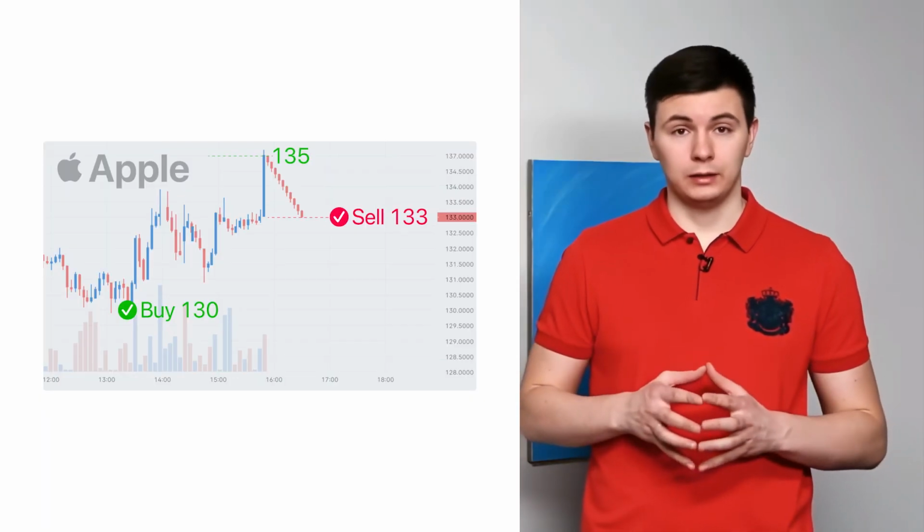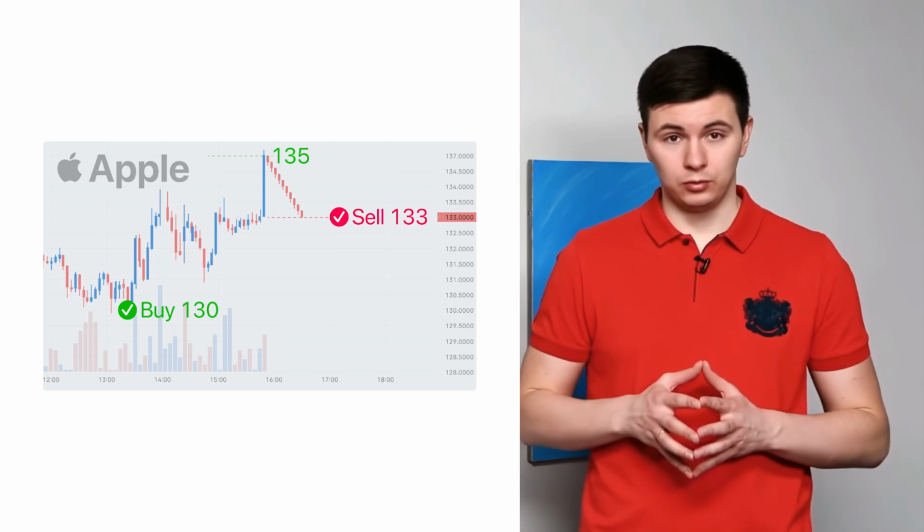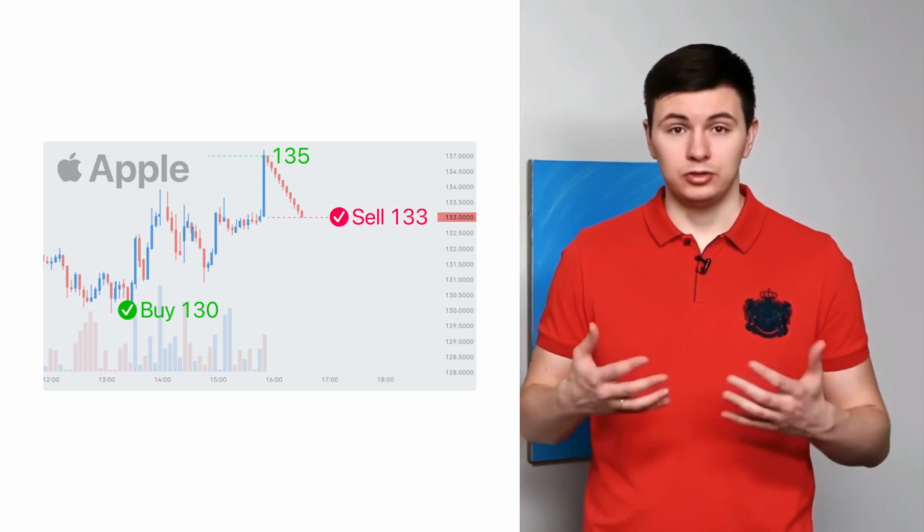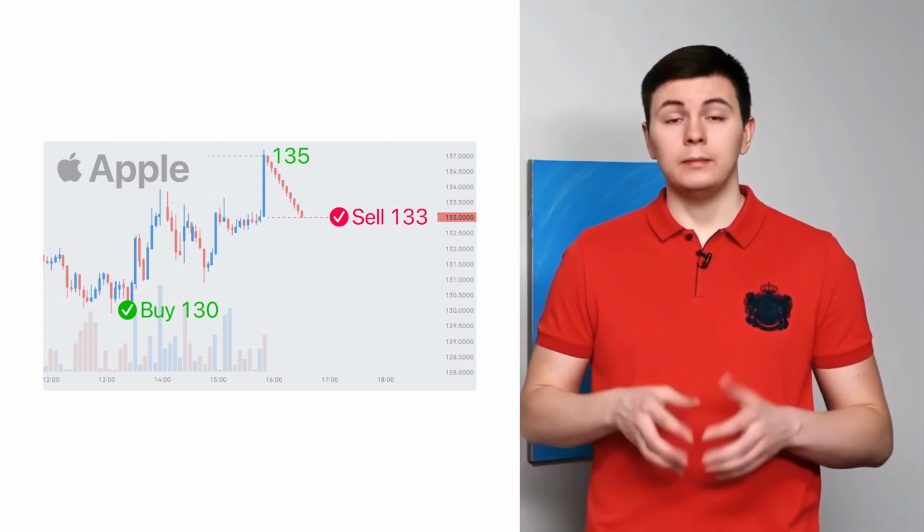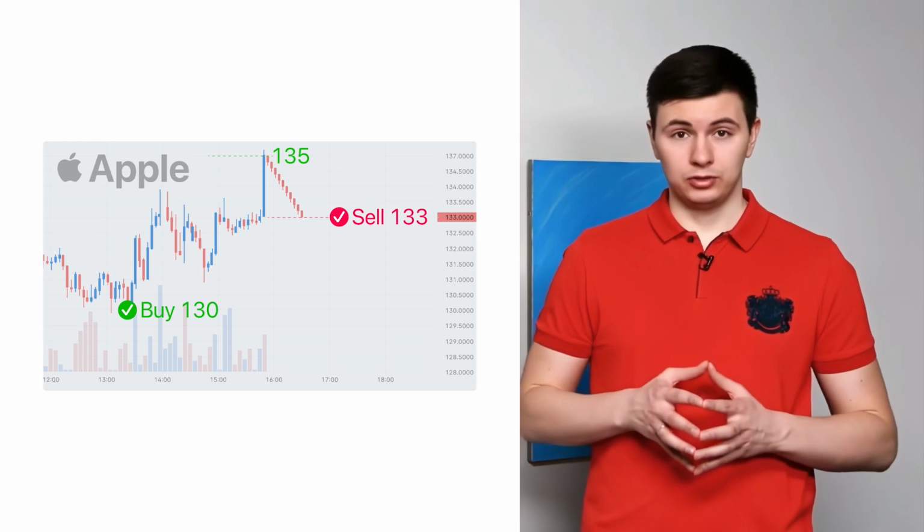Remember, market and stop orders only work when the market is open and are automatically canceled if the exchange is closed. Limit orders also have a certain duration.